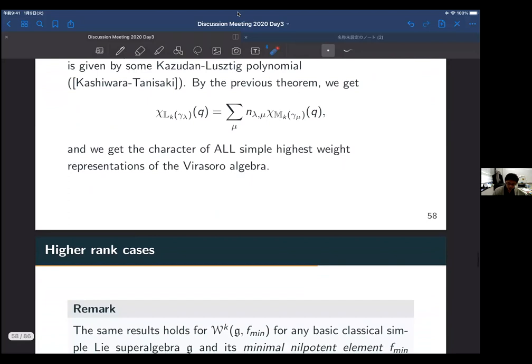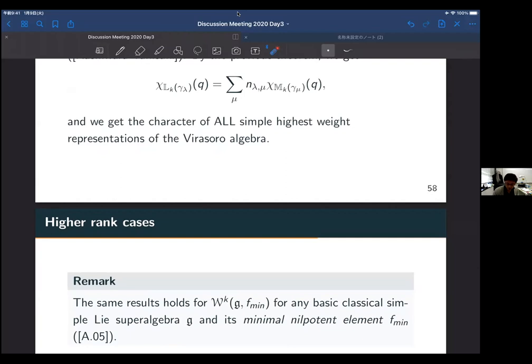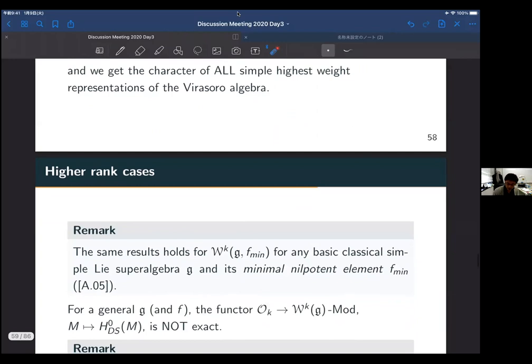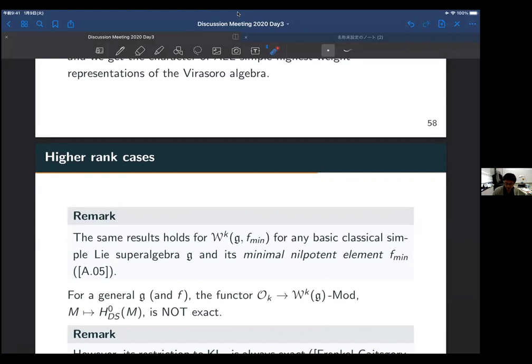I should remark that this result holds for any basic classical simple Lie superalgebra, with its minimal nilpotent element. Minimal nilpotent element means that the corresponding nilpotent orbit has the smallest dimension. And this is an important case, since it includes almost all superconformal algebras. But if you consider a non-minimal nilpotent element, it's not true that this functor is exact. So exactness is broken for the general case.